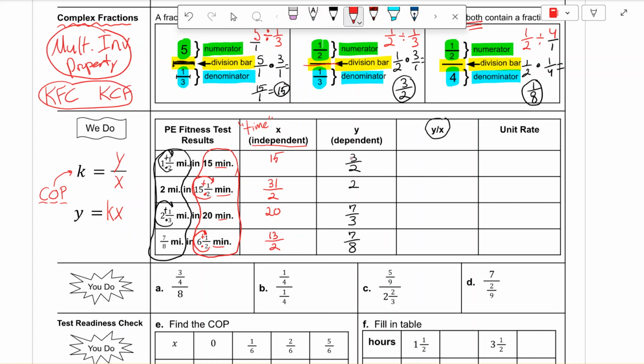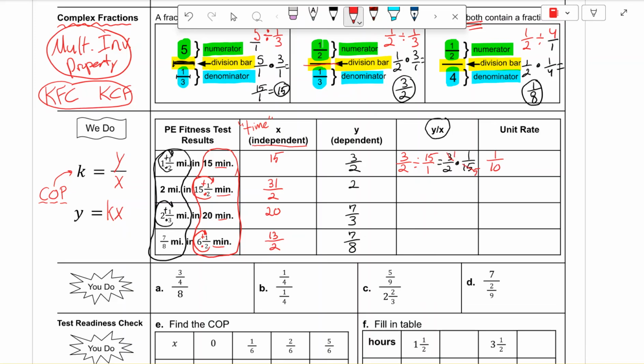So we're going to take our Y first, which is 3 over 2. We're going to divide it by the X value, 15. Now 15 over 1 would be 15 as a fraction. And then you're going to keep flip change, or the multiplicative inverse property. So you keep the first one, multiply, and then flip the second one, reciprocate it. Now look for an opportunity to cross reduce, and you can see 3 and 15. 3 goes into 3 once, 3 goes into 15 5 times. That's going to help, and that's going to be 1/10.